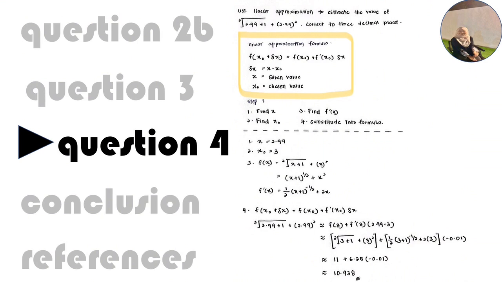So the last step, we can substitute the values into the formula. So we need to replace x naught with 3, and delta x is the product of x minus x naught, which is 2.99 minus 3, so we got negative 0.01. So the final answer is going to be 10.938.